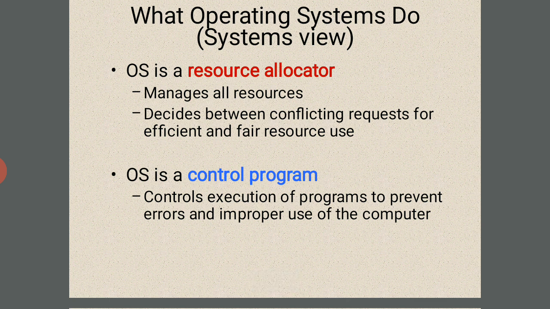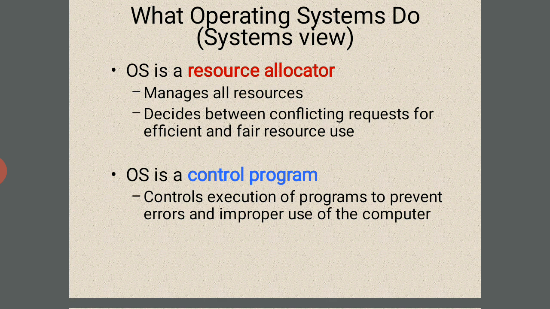So that is what the operating system does. The OS is the resource allocator: it manages all resources and decides between conflicting requests for efficient and fair resource use. The OS is also a control program. It controls the execution of programs to prevent errors and improper use of the computer.